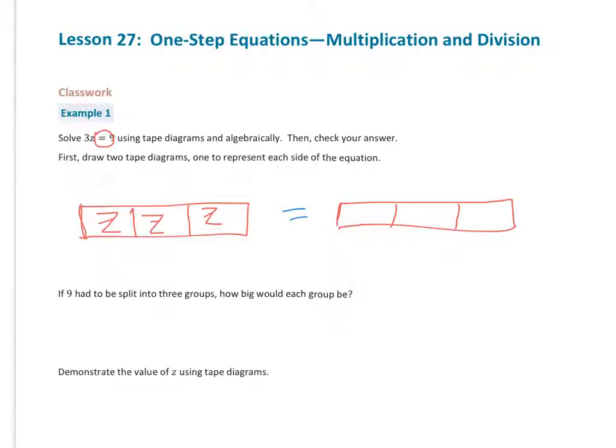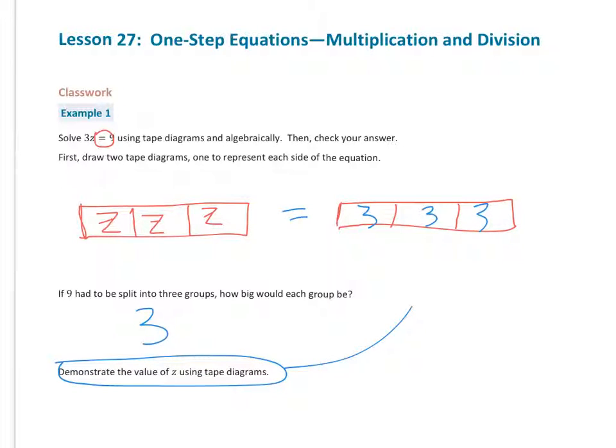So then what am I going to fill in the second tape diagram? Well, how about a 3? 3, 3. So if 9 had to be split into 3 groups, how big would each group be? 3. And there we already demonstrated the value of z right there.